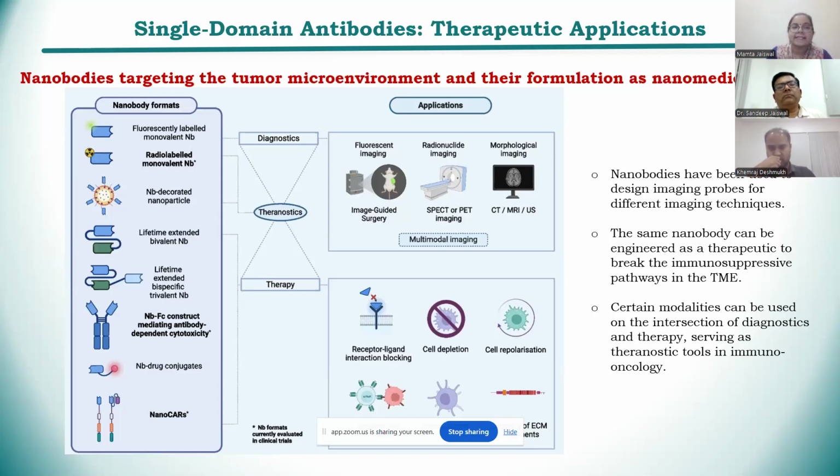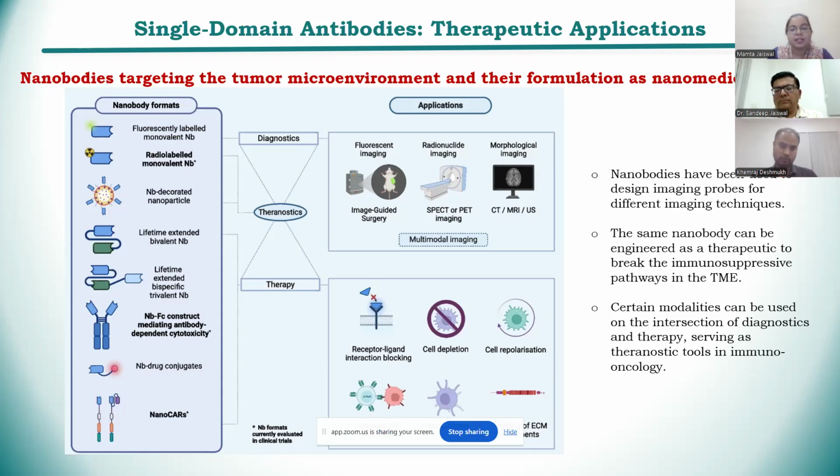So their size can be increased by combining two different specific nanobodies against several targets. Nanobodies can be constructed or humanized using different FC region of conventional antibodies. They can be used as drug conjugates for delivering any drug into the patient system.